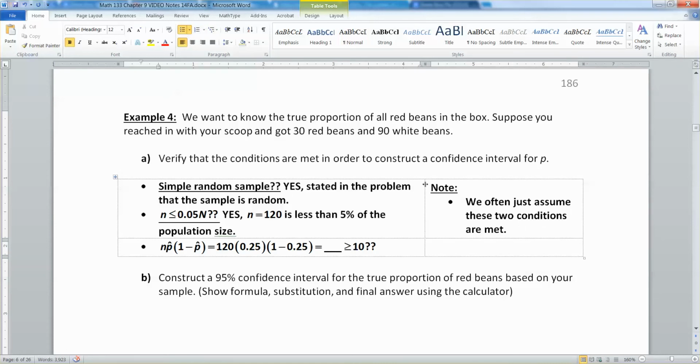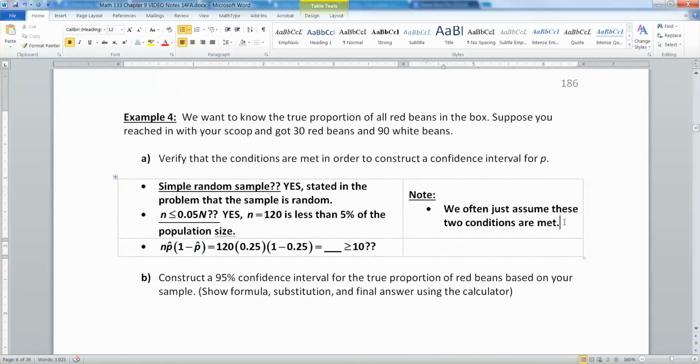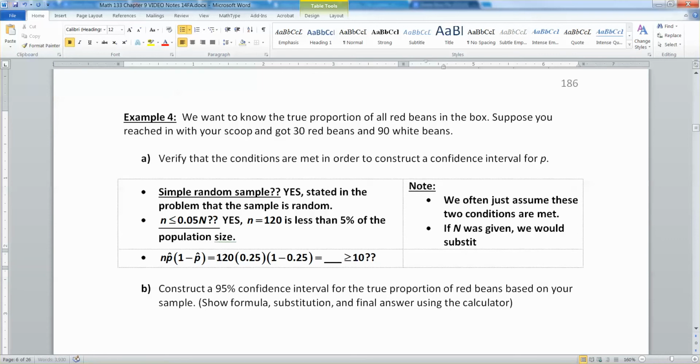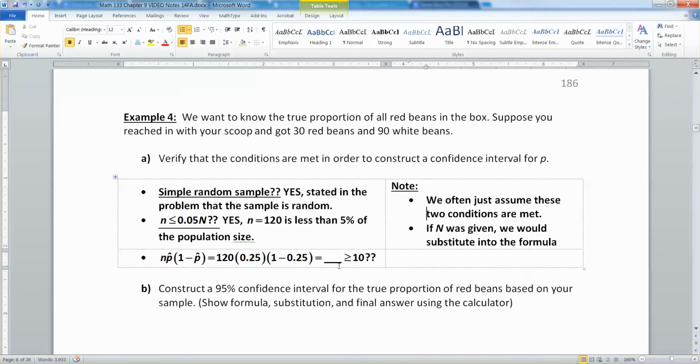And then when we do bother with them, if they gave us population size, if capital N was given, we would substitute it into the formula to check the values. So like if they said capital N is 20,000, you would find 5% of 20,000 and make sure that your sample size is less than that, which it is in this case, but you know, you would check it.